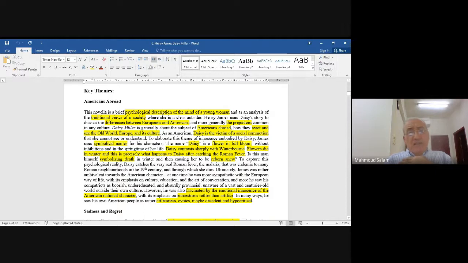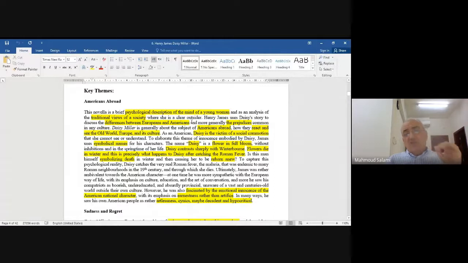Here again, I say this novella, I say novella because really, yes, it's a brief novel, a short novel, is a brief psychological description of the mind of a young woman. You see, again here, the main theme here is Americans abroad. This is the big theme. And I think he did this in all his novels. A psychological description of the mind of a young woman and an analysis of the traditional views of a society where she is a clear outsider. Yeah, I think this is really the idea.